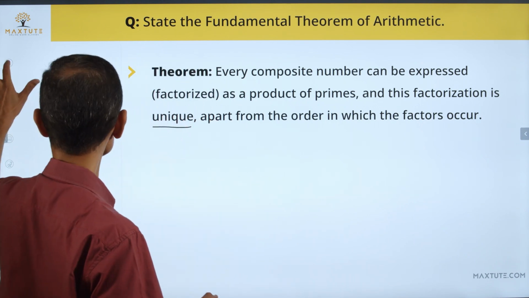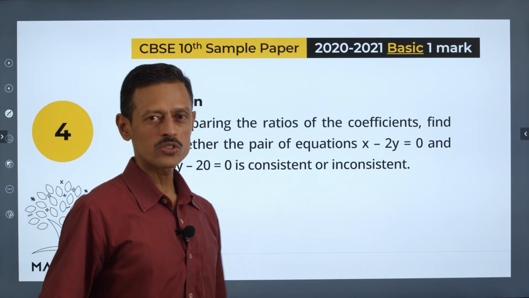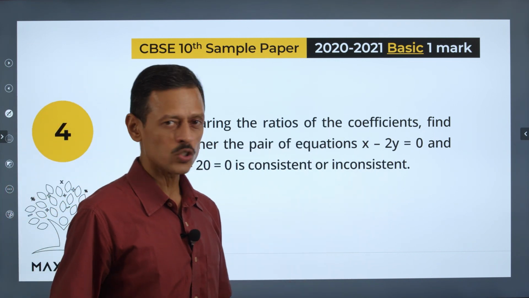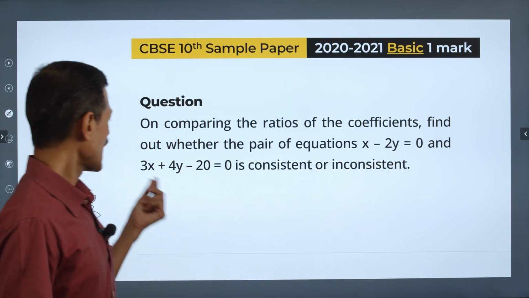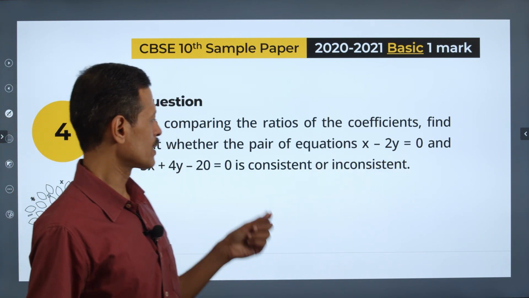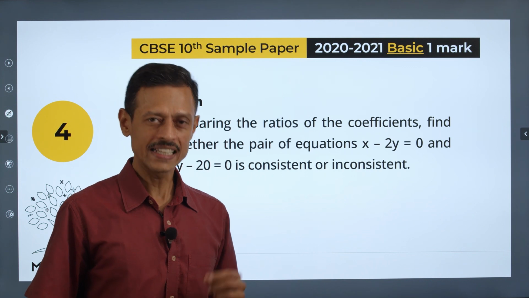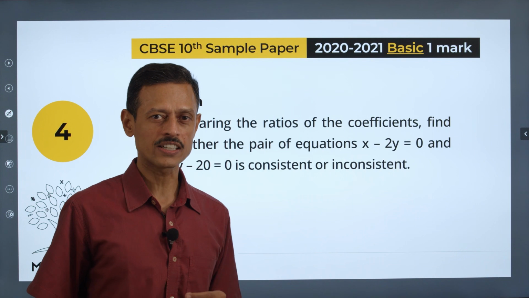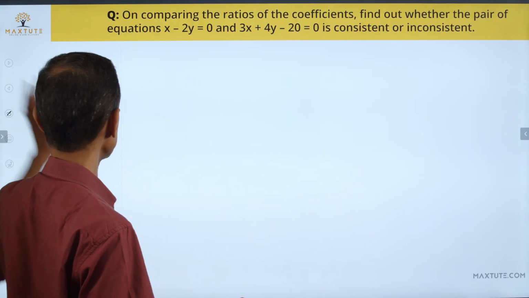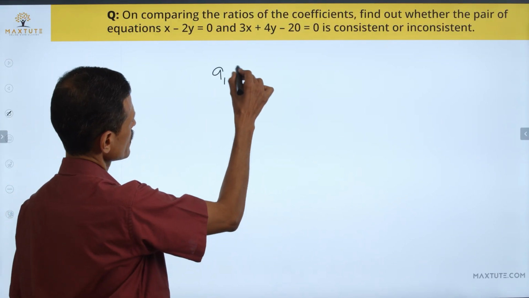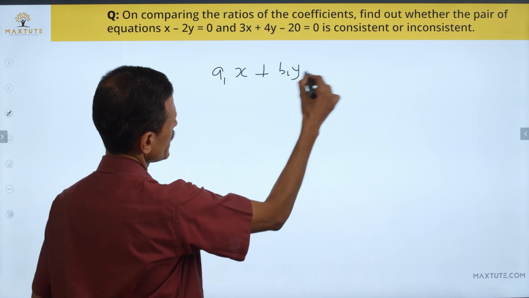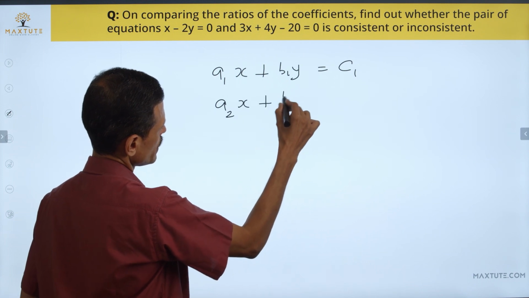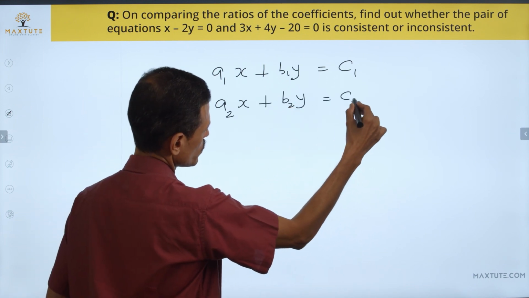The last question for this video, on comparing the ratios of the coefficients, find out whether the pair of equations x minus 2y equals 0, linear equation, and 3x plus 4y minus 20 equals 0, is it consistent or inconsistent? How do you figure out whether a given pair of linear equations, they are consistent or not, right? Let's write a generalized form of linear equations. A1x plus B1y is equal to C1. A2x plus B2y is equal to C2.